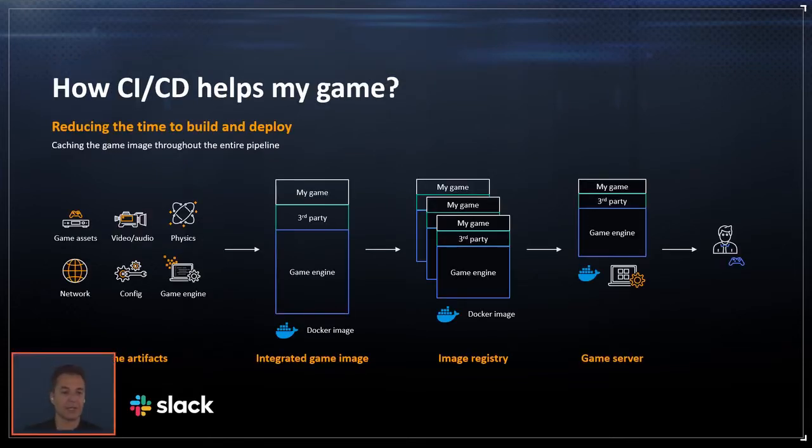Until now, we got an overview of what and why, and now we're going to talk about how CI and CD are going to help your game. As Nila mentioned, a game server comprises, broadly speaking, the game engine libraries, third-party tools that sit on top of and use the game engine, and on top of that you have the configuration and eventually the game and assets that you build.